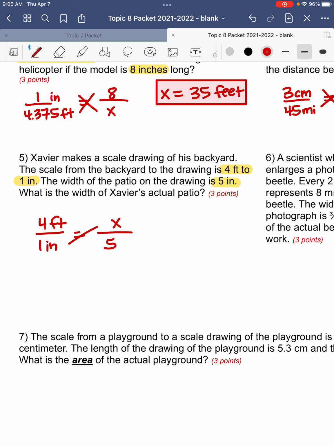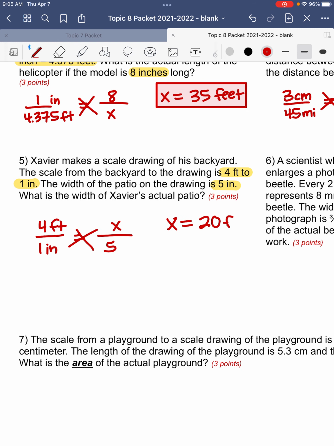1 times x is 1x, or just x. And then 4 times 5 is 20. Now what is my unit on the top? It's feet. So 20 feet is my answer. So that is the width of Xavier's patio in real life, 20 feet.